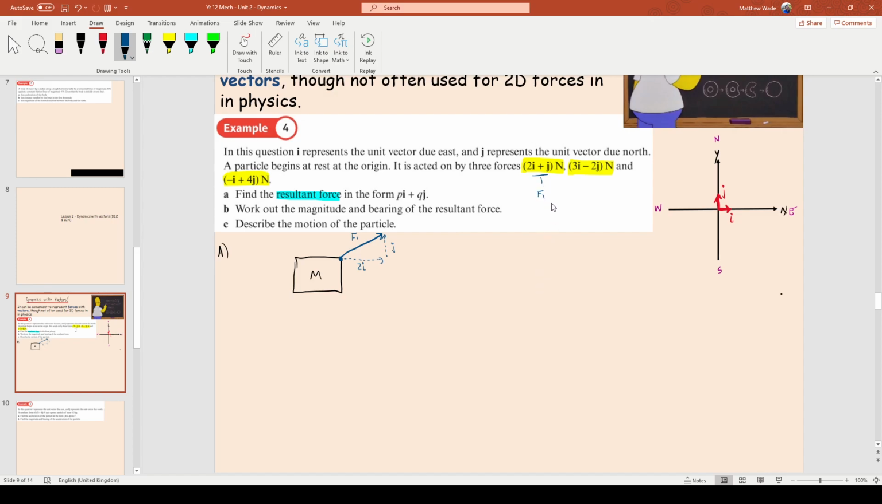Cool. Now, second force. Draw it on as well, my buddies. See if you can do it.